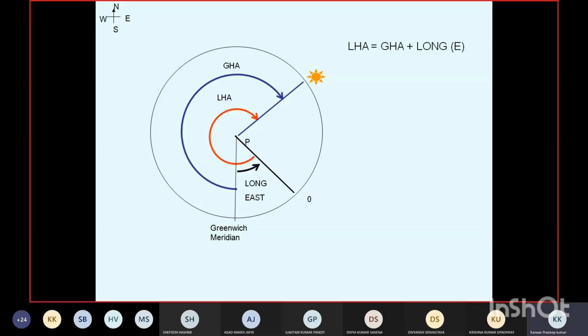GHA, SHA, and LHA. The hour angle of the body we can measure from any of three points: either GHA from Greenwich, SHA from the first point of Aries, or LHA from the observer. Then we combine them somehow and try to find our position. Whatever is available. If it is a star, we will go for SHA. If it is a body, we directly go for GHA.